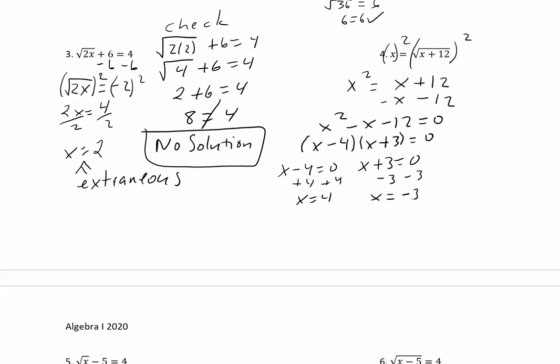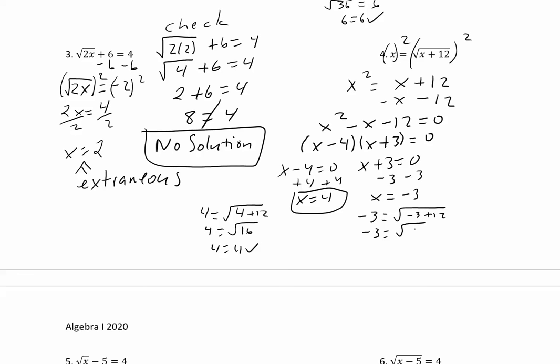All right, so go ahead and let's check both of those. So when I check them, I get 4 equals the square root of 4 plus 12. 4 equals the square root of 16. 4 equals 4, so that works. So x equals 4 is a solution. I'm going to plug in the next one. I get negative 3 equals the square root of negative 3 plus 12. Negative 3 equals the square root of 9, and I get negative 3 equals 3. That does not work, which means it's not a true statement, which means x equals negative 3 is extraneous. So my only solution is x equals 4.